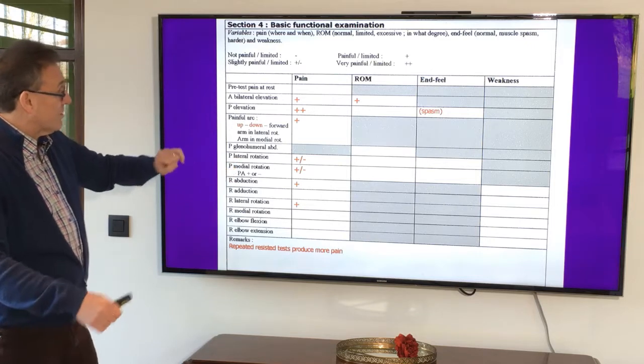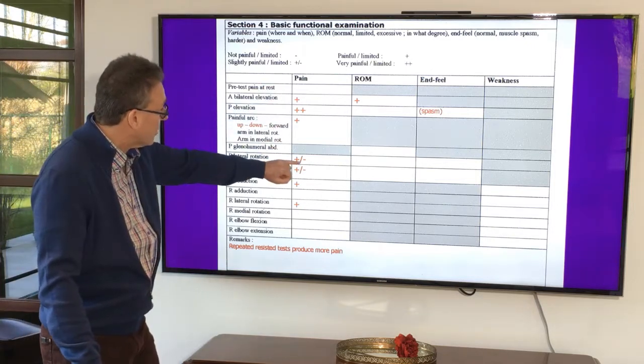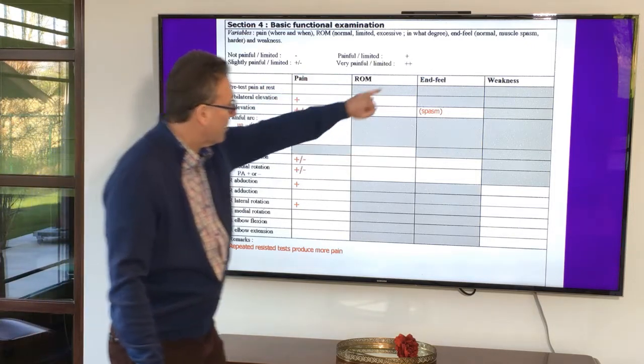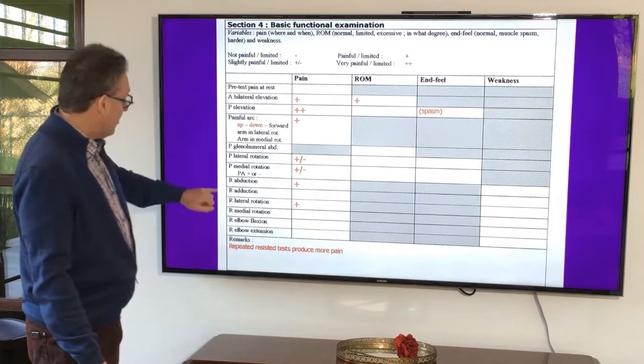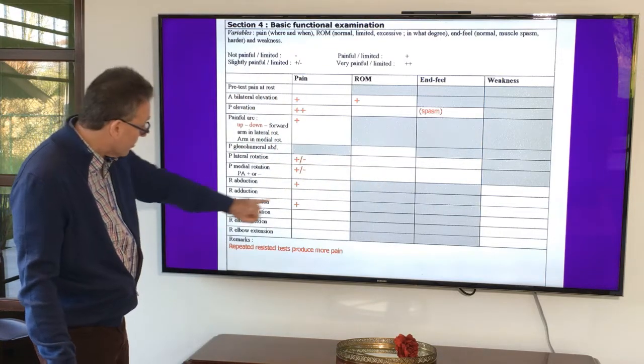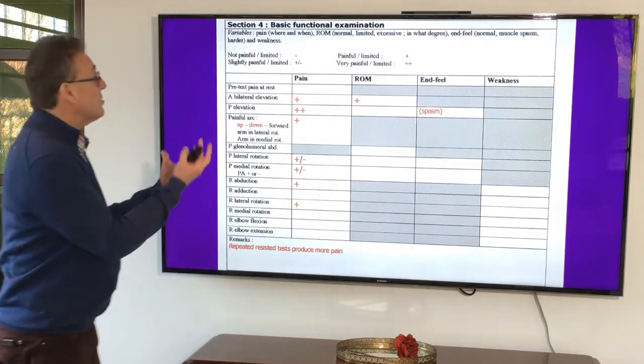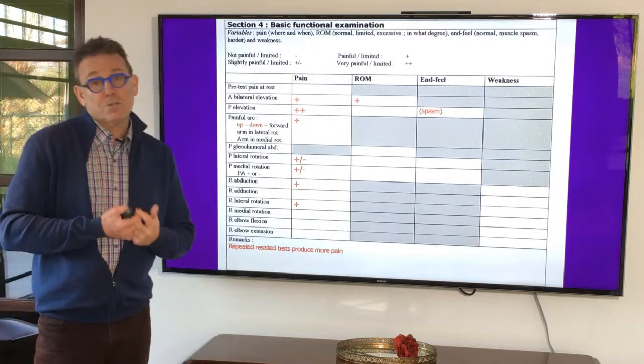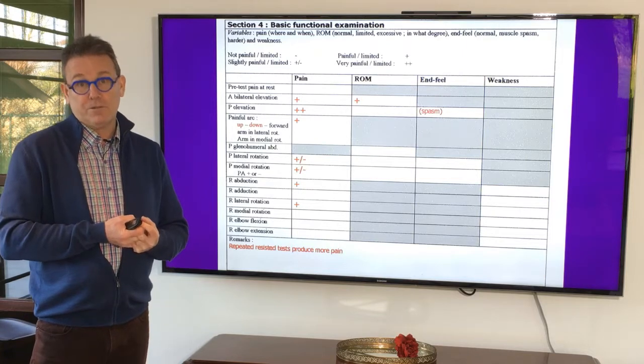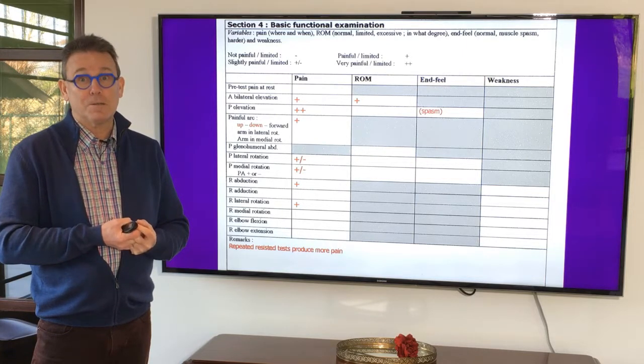And as I just discussed with you before, for instance, a passive test has 3 variables: what happens with the pain, what happens with the range of motion, what happens with the end-feel. A resisted test has 2 variables: what happens with the pain, what happens with the weakness. And in this way, you can work in a standardized way and you can objectivate things more easily.